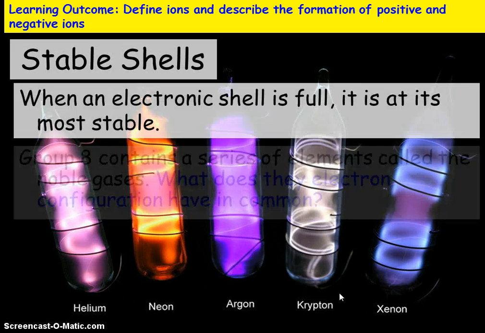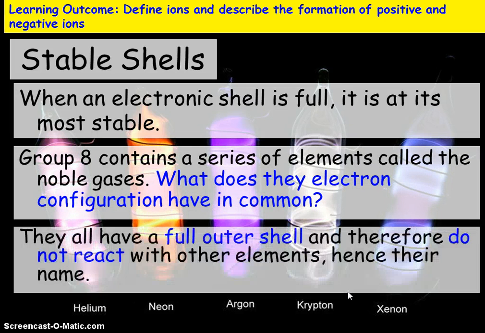So why is this important? Well, the group 8 elements, called the noble gases, the thing they have in common is they've all got a full outer shell, and that's why they don't react. So when elements do react, they basically want to gain a full outer shell. Now there's a couple of ways they can do this. They can gain or lose electrons, or they can share electrons so that they've effectively got a full outer shell. And so that's what we're going to look at next.